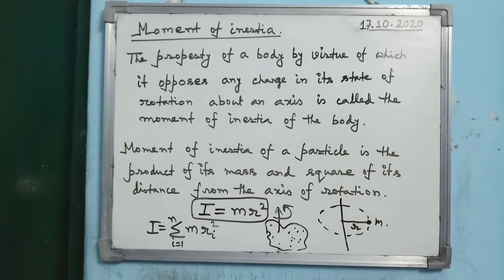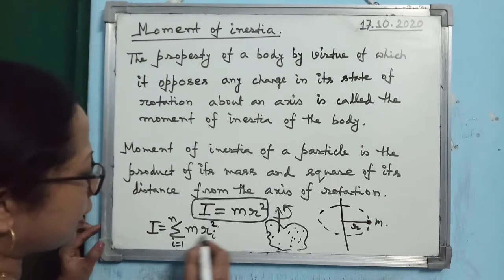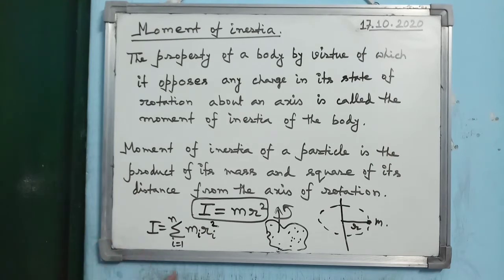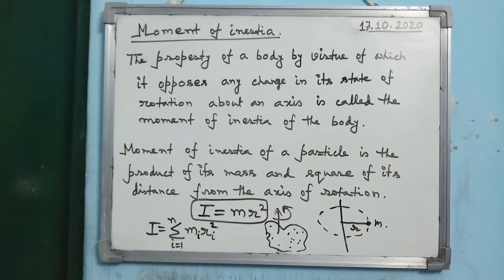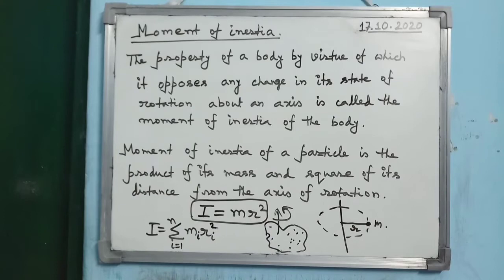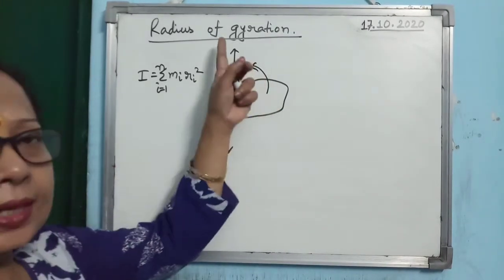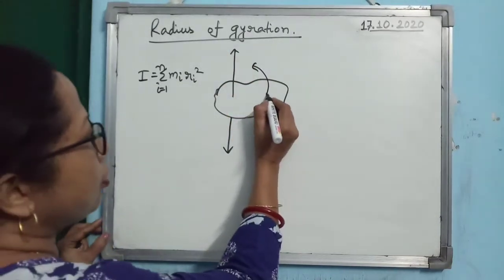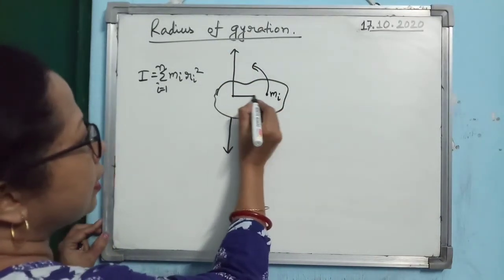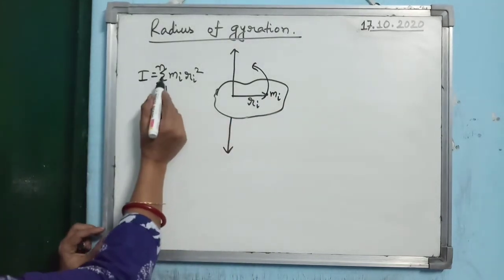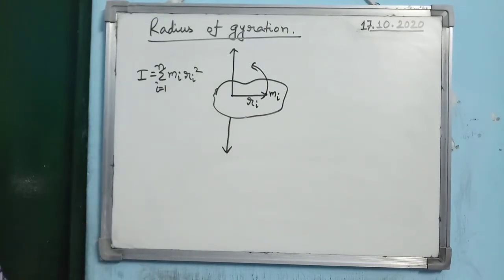Here, you cannot consider that all the particles have the same mass. So you can write sigma m i r i square. I will also vary with mass, because the mass of all the particles constituting the rigid body may not be the same. So I will be sigma m i r i square. Now, according to our concept, if a rigid body rotates about an axis of rotation, and you consider the ith particle which is at a distance of r i from the axis of rotation, then you can write it as sigma, i equal to 1 to n, m i r i square.